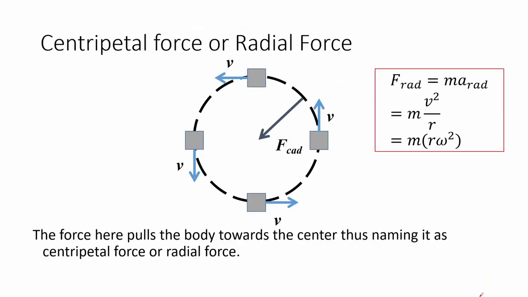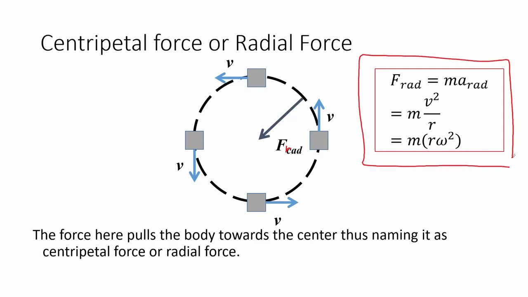To calculate the force, or in this case the radial force, we simply multiply this by the mass of the block and get that the force is equal to the mass times the square of the velocity divided by the radius. It can also be expressed in terms of the angular velocity, which is equal to the mass times the radius times the square of the angular velocity.